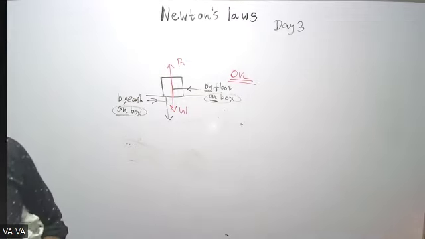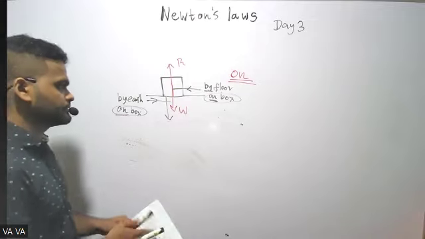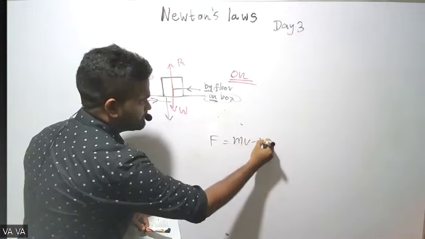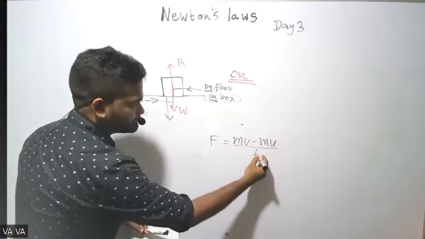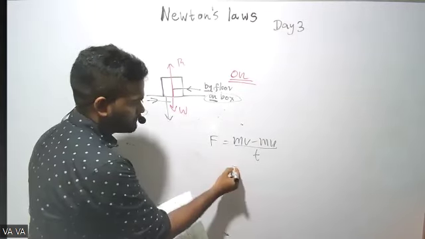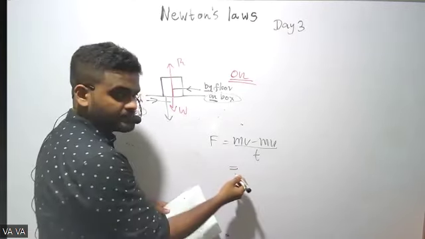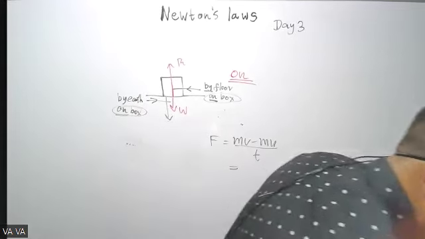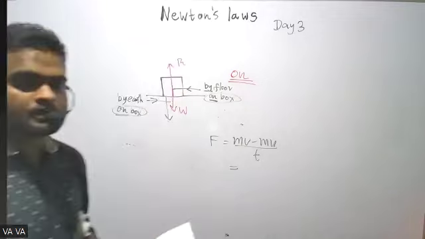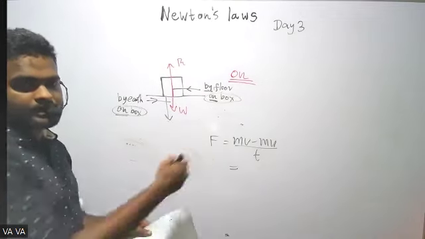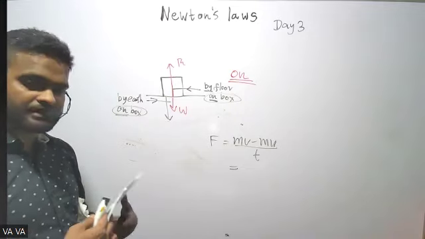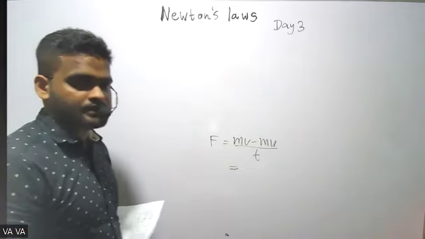The equation you have to use is this one, right? F equals m(v minus u) divided by time. So the mass is... use this equation and get the answer. Mass is given, velocity is given, everything is given, right? Try the third question.